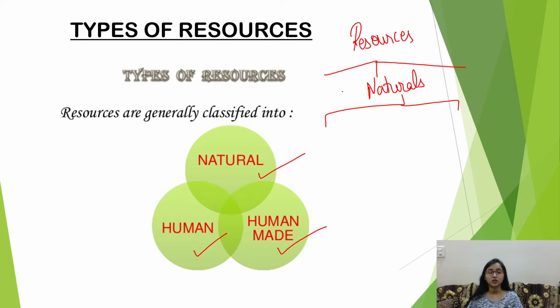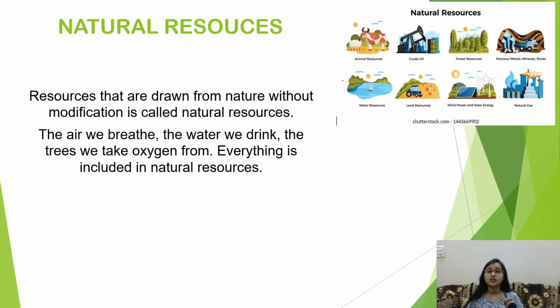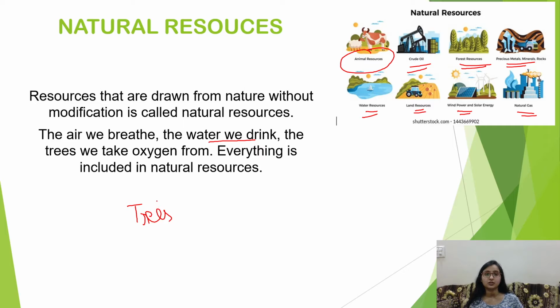So basically, in brief, resources are divided into three parts: natural, human, and human made. Right. So let's start with natural resources. A natural resource is anything that is related to nature. That means animal resources, crude oil, forest resources, natural gas, wind power, land resources, water resources, or metals, minerals, rocks, everything that is related to nature is called natural resources. Like the air we breathe, the water we drink, the trees we take oxygen from. Trees are a basic thing among all natural resources.